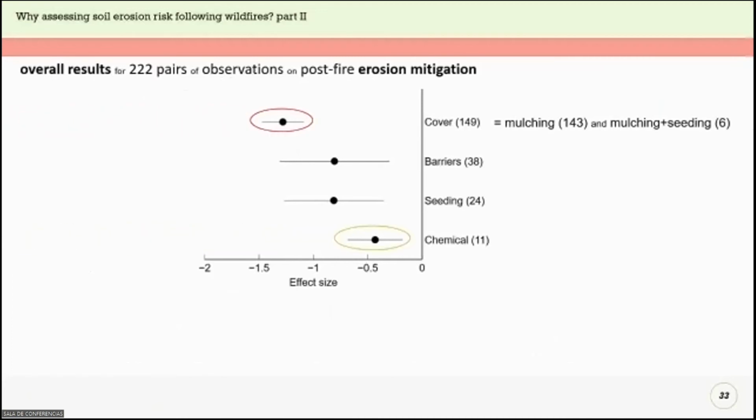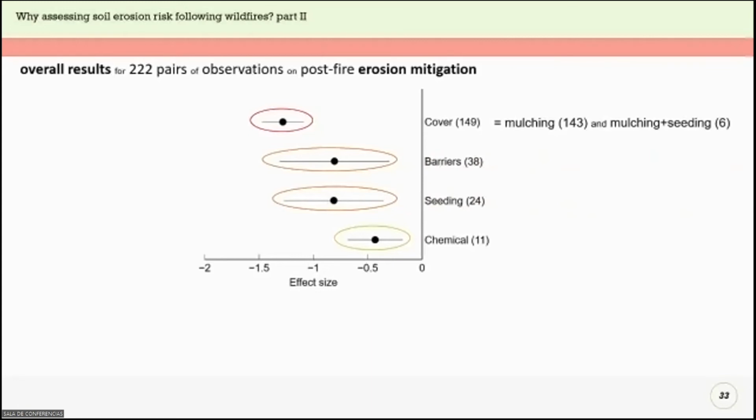But at the same time, we have differences between treatments that are based on cover and those based on chemicals. The chemical ones are not as good. At the same time, the ones based on barriers and seeding are not as good as mulching. And one of the things you have to see is that it's not only that they are on average better, but they are also much more reliable because, for example, you can see in the barriers, the stripe is very broad.